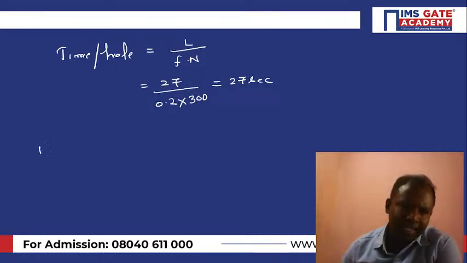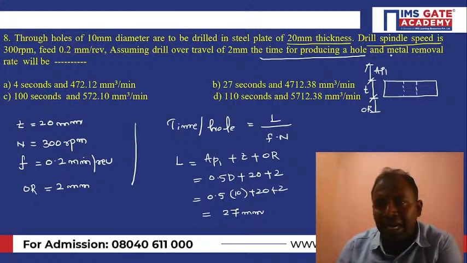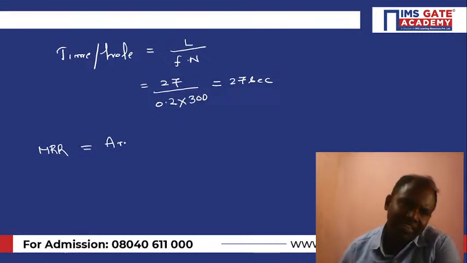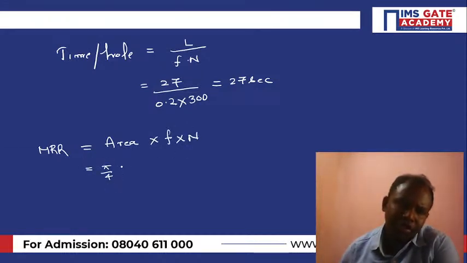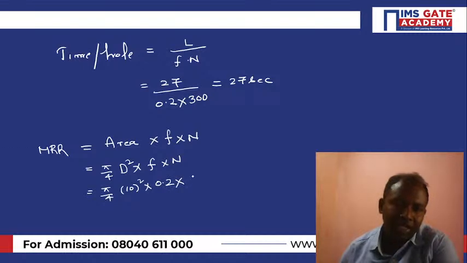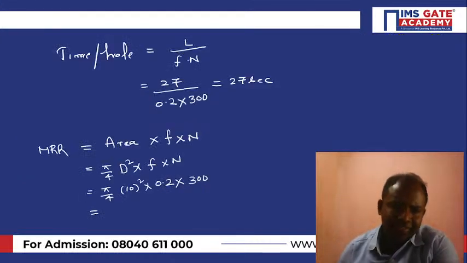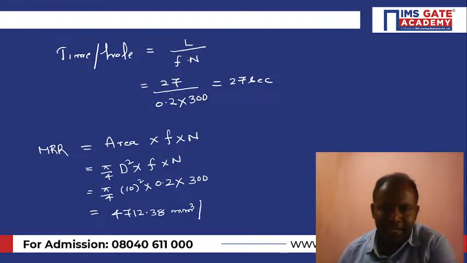Now they also ask you to calculate the metal removal rate. Time for producing one hole and also metal removal rate in mm cube per minute we will calculate. Metal removal rate during drilling is area into F into N. Area is pi by 4 d square, so pi by 4 into 10 square into feed 0.2 into N 300. You are going to get approximately 4712.38 mm cube per minute.